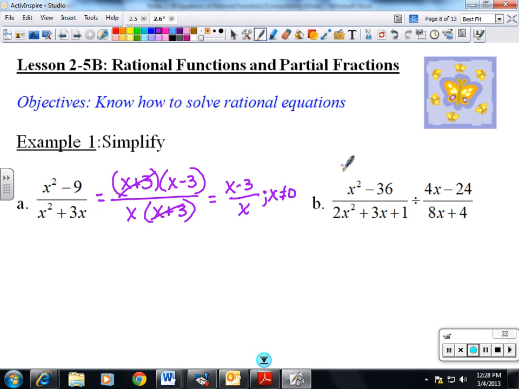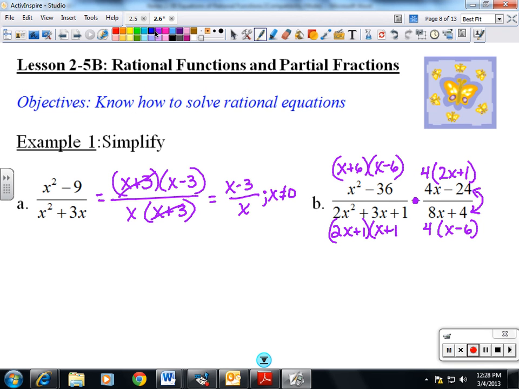the bottom can't be 0. This one we would factor the top, the bottom, 2x plus 1, x plus 1. And then remember, when you divide, you're actually multiplying by the reciprocal. So if we times, this is going to move to the top, and this one's going to move down. So if we factor this, we can factor a 4 out, and it'd be 2x plus 1, because this just moved up there. And then I can factor a 4 out of this one, and it'd be 4 and x minus 6. And now we cancel things. We can cancel anything on the top with anything on the bottom. 4's cancel.